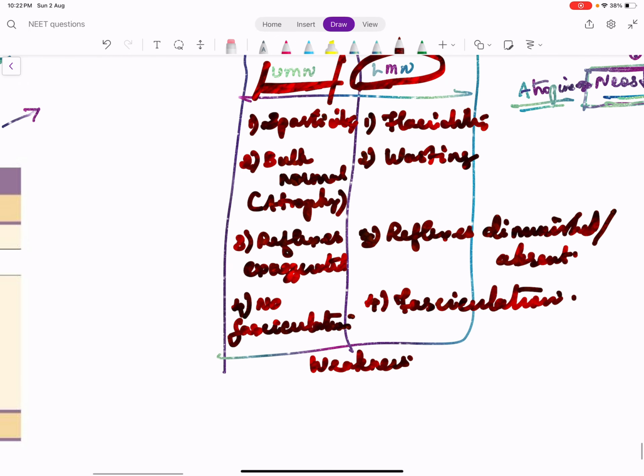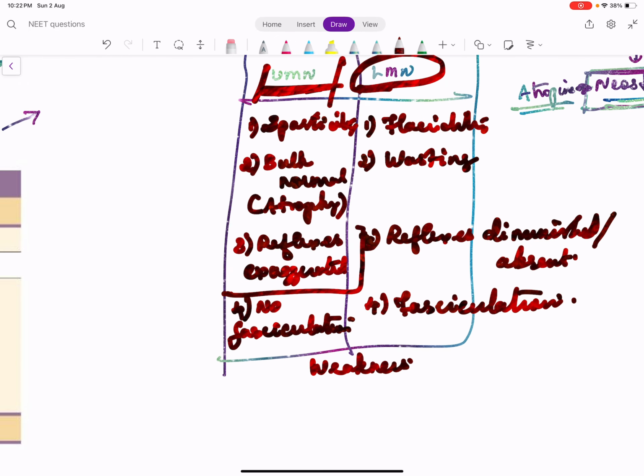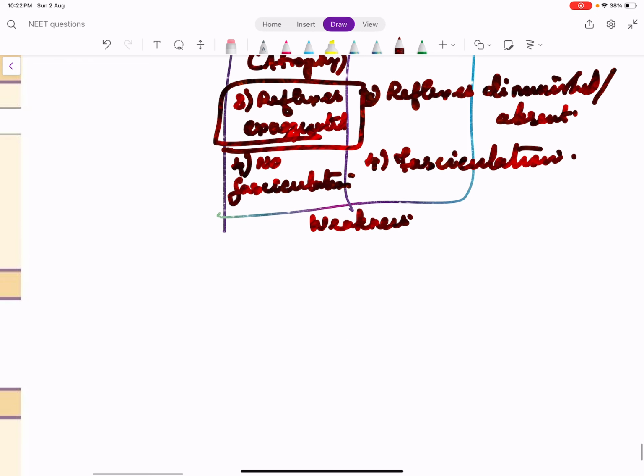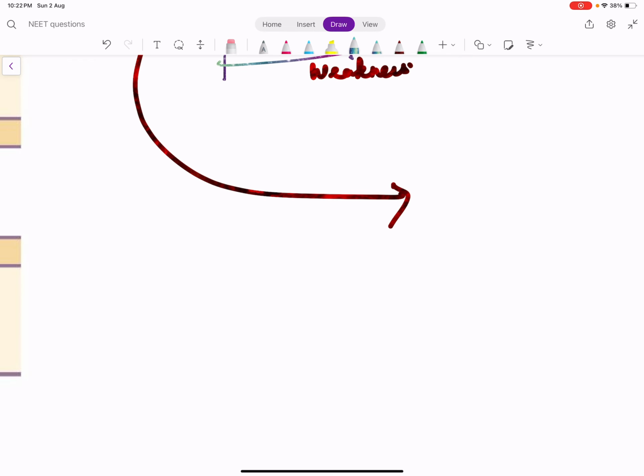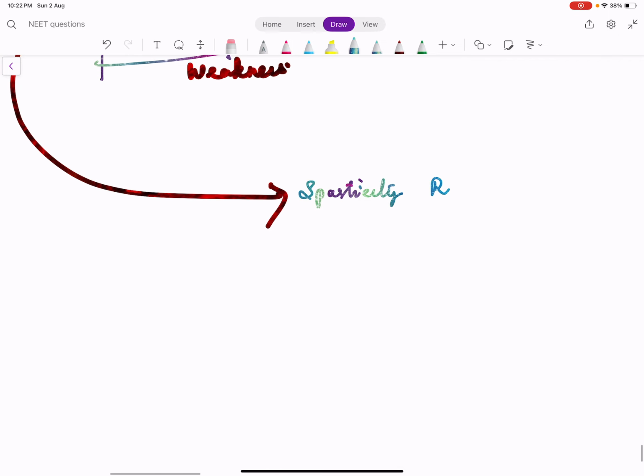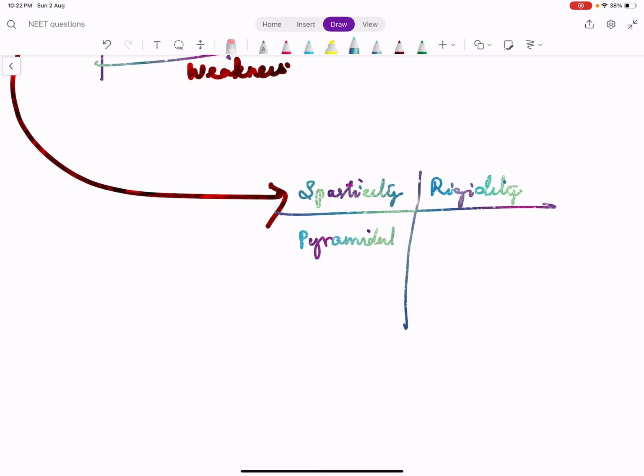When discussing upper motor neuron lesion, I told you reflexes are exaggerated. Exaggerated tone is of two types: spasticity and rigidity. Remember the mnemonic SPY. Spasticity occurs in pyramidal tract lesions. Pyramidal tract is nothing but the corticospinal tract.